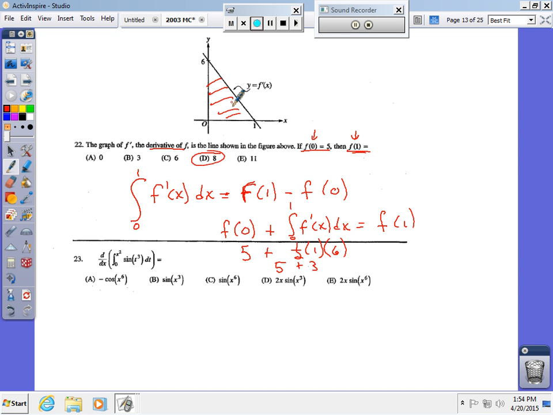Okay, next one, second fundamental theorem of calculus, I believe this is. Yeah, the derivative of an integral, where the upper bound is a function of x. So we're just going to plug that in. So we're going to get sine, take out the t, and put in x squared cubed. And don't forget to take the derivative of the top. So it's 2x sine x to the 6th, which is e.